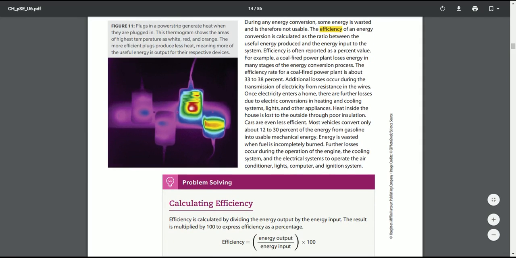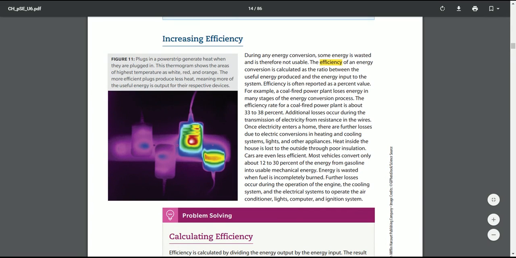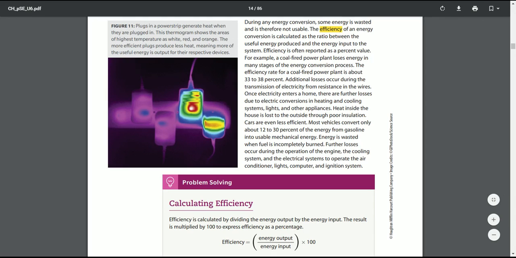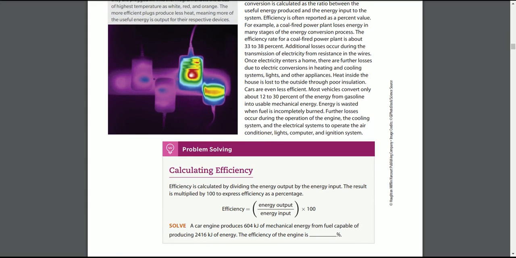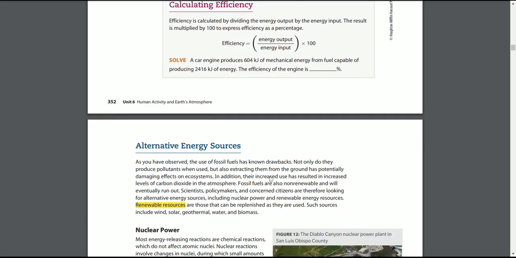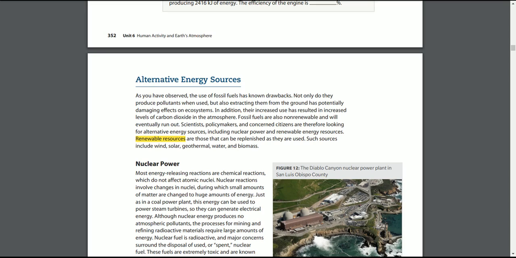We talked about efficiency and how you calculate that. So energy output over input. The higher efficiency, the better. Some energy is also always going to be wasted. It's impossible to get 100% efficiency because of something we'll study next week called the second law of thermodynamics. Simple calculation there. And then we talked about alternative energy sources.